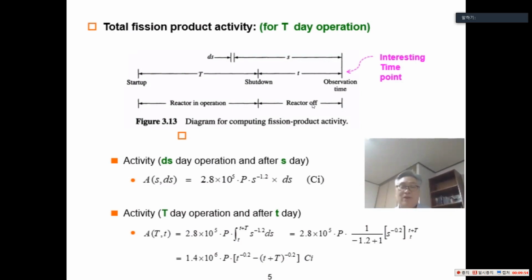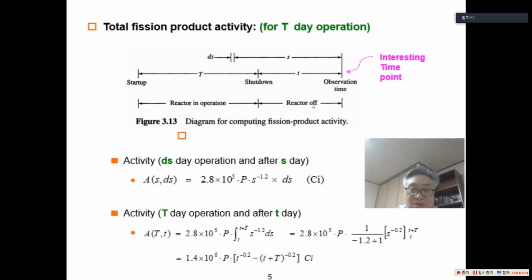Okay, so we operate for large T period and then shut down, and for small t period, we just waited. And we would like to know after that how much fission product activities are left. So we are concerned about that. So this is more a general situation.